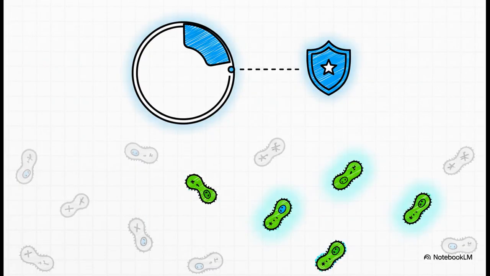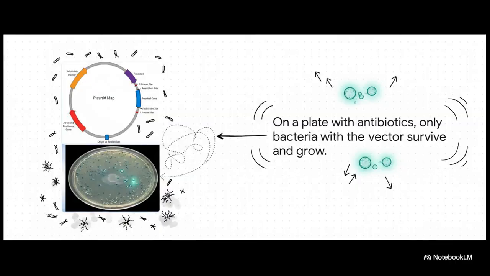Okay, part two is the ID tag, or what scientists call a selectable marker. This is almost always a gene that makes the bacterium resistant to an antibiotic. Now you might be wondering, why do we need that? Well, it turns out that getting these plasmids into bacteria is a really inefficient process. This marker is our secret weapon for finding the few bacteria that actually accepted our delivery. And this is just a brilliant illustration of how it works.